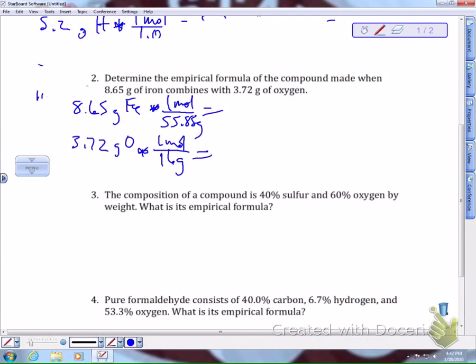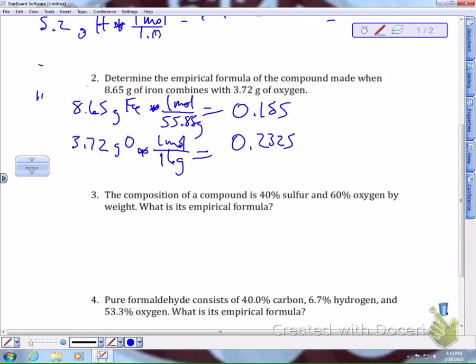Alright, back to the calculator. 8.65 divided by 55.85 is 0.155. Alright, I'm going to do the same for oxygen. And here I got 0.2325. Again, I don't care how many numbers are here, at least 2. So that's the ratio. It is not simplified. It is not whole number.